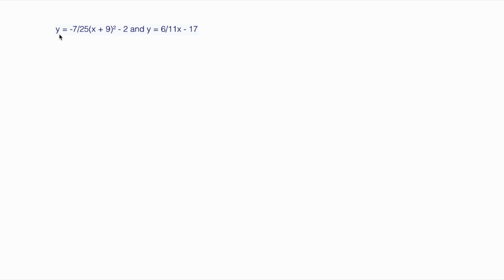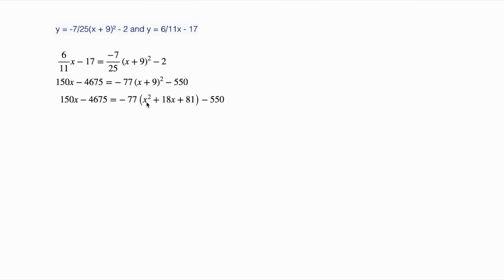We are using the comparison method, systems of equations, because these x's and y's are equal at the point of intersection. We can say that these two equations must be equal. I have a common denominator of 11 times 25, which is 275. I multiply each term by 275. That gives me 150x minus 4,675 is equal to negative 77 times x plus 9 all squared minus 550.